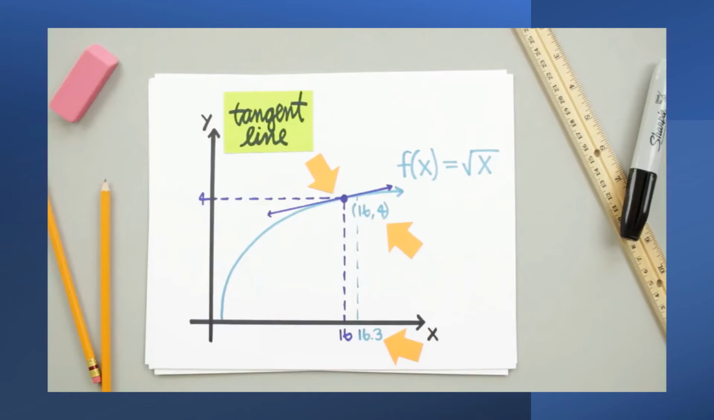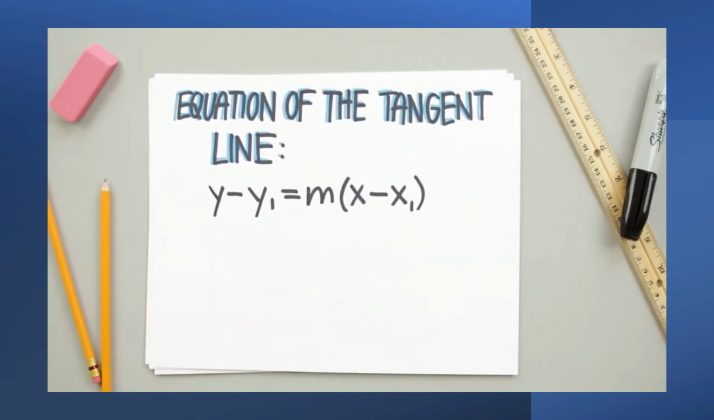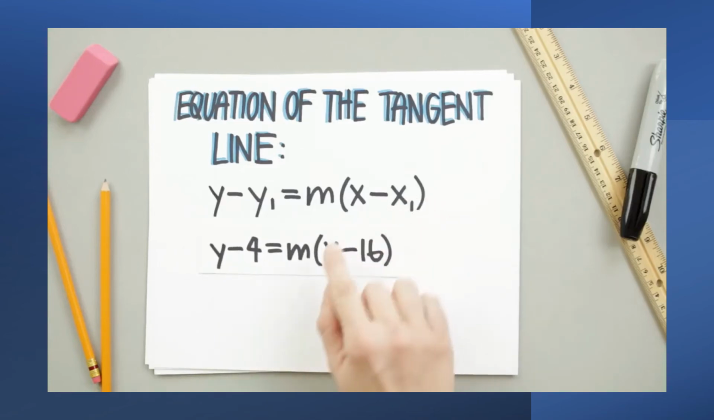Finding the equation of that line is just a matter of recalling the point-slope formula and plugging in the information we have. The point-slope formula, remember, gives us y minus y1 is equal to the slope multiplied by x minus x1. Using the point 16, 4, we have that y minus 4 is equal to the slope of the line multiplied by x minus 16. The one thing we're missing in this equation is the slope of the line. But we're using the tangent line to the function at the point 16, 4.